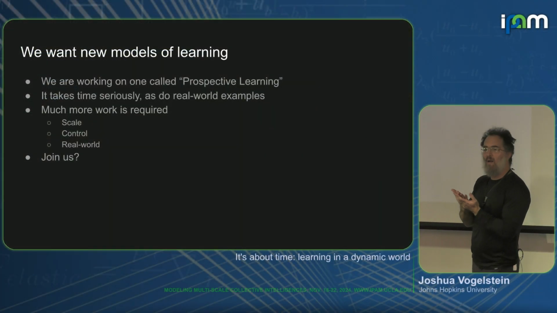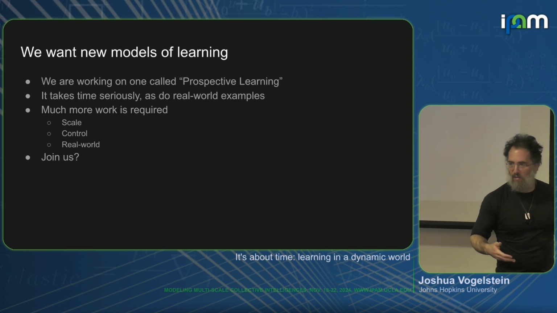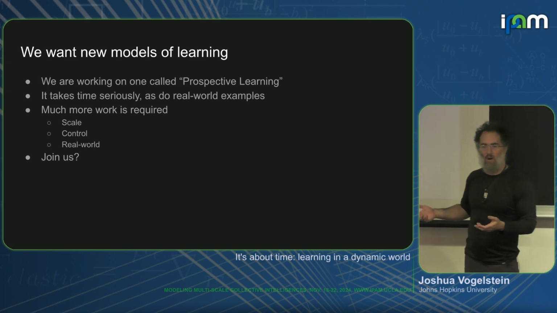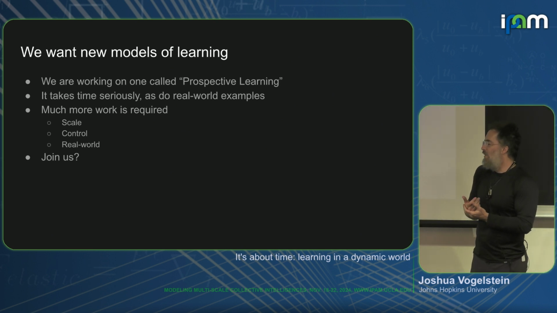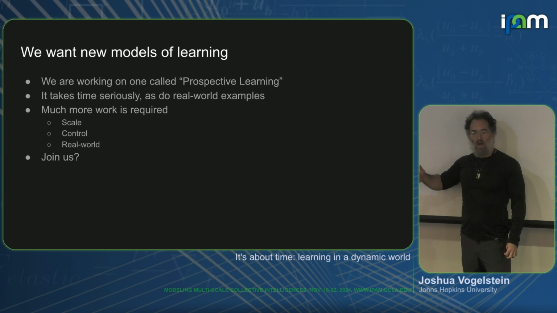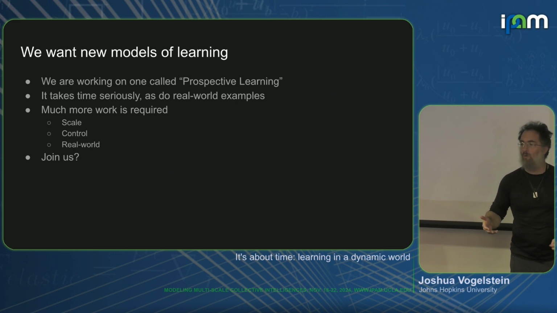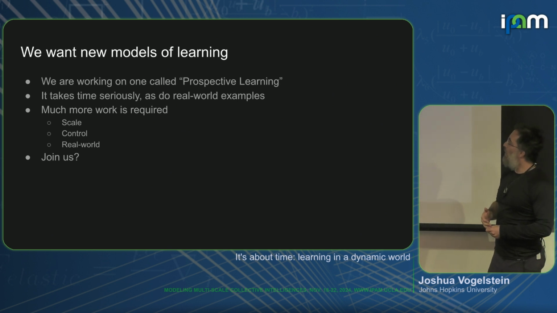So we want new models of learning. We, meaning me, my lab. We're working on one called prospective learning. It's a model. And as you know, all models are wrong. Some are useful. I actually think a better phrase would be all models are wrong. Some are useful along certain dimensions, and others are useful along other dimensions, in different amounts. So we think prospective learning comes closer to describing what's happening biologically and solves some real-world problems in AI.